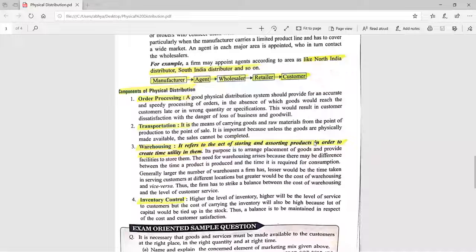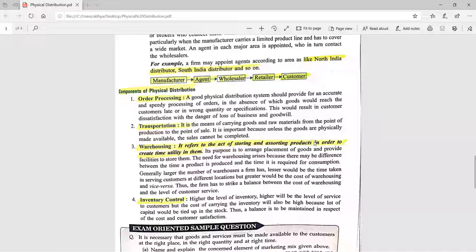And if you are maintaining a low level of inventory, no doubt all these costs will be lower, but it will also decrease the customer satisfaction, because you are not maintaining the inventory in much quantity. As you get the order, you do the production, so the customer has to wait. So here again you have to strike a balance. Balance in what? Balance in respect of the cost and the customer satisfaction.